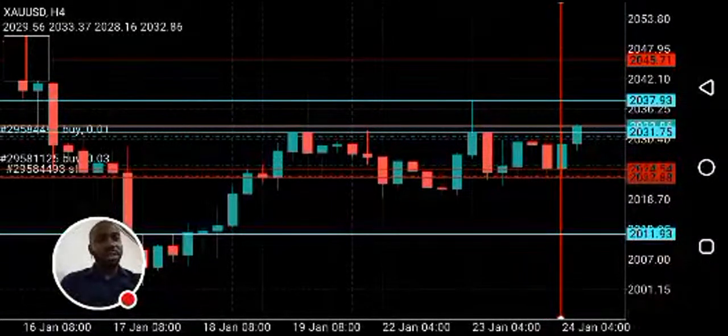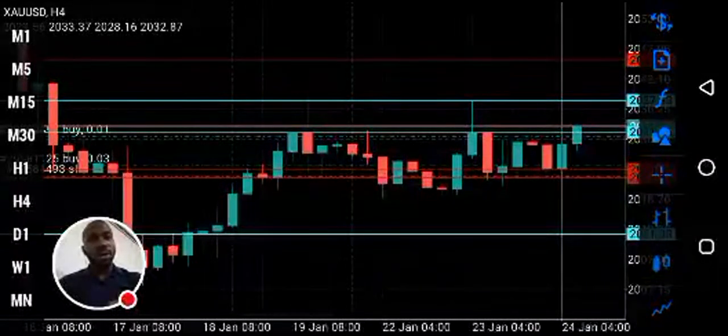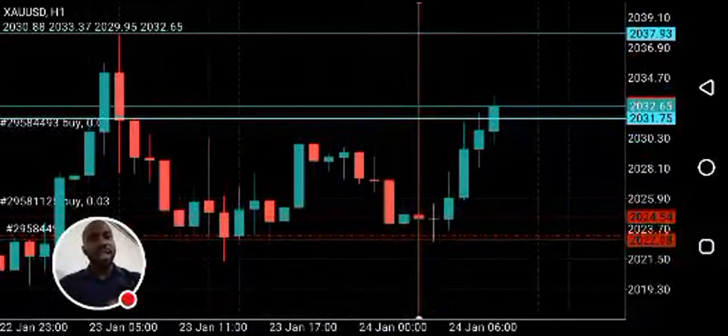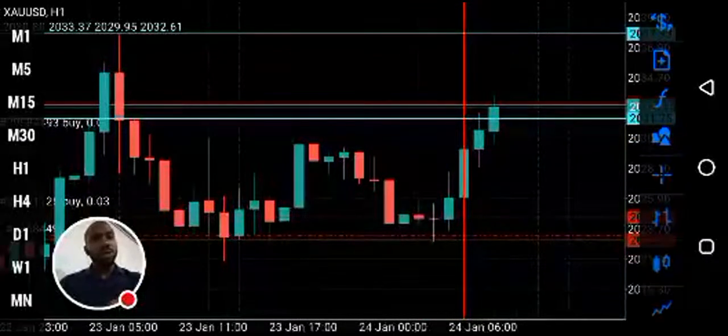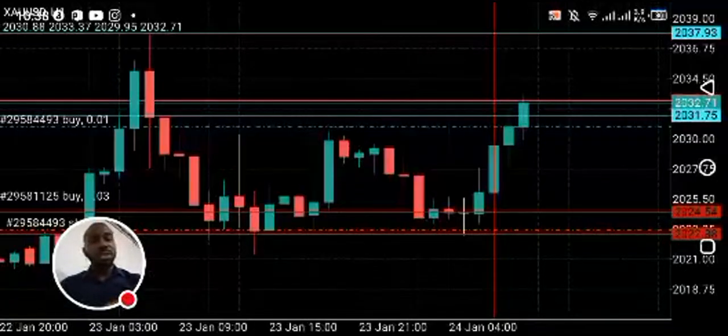the point you ought to have entered. Because after the close of this bearish candle, let's go to 1 hour. So you can see this is where you ought to have entered by on gold. This would have been the best price.